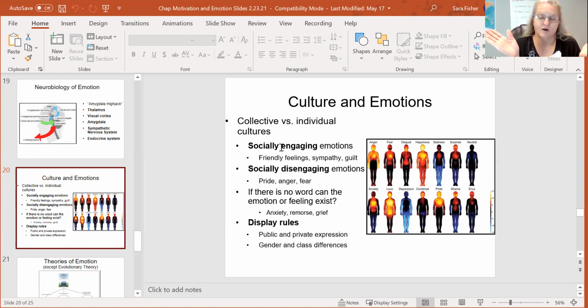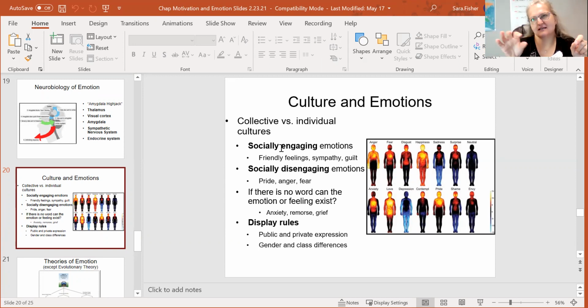Pride is, I would argue, in our culture, seen as a good emotion. We should be proud. We tell each other routinely, I'm proud of you. Effectively, we are advertising that I am feeling like I am better than someone else. Pride turns us away, it separates us from the group. Obviously, the same thing with anger and fear, whereas sympathy and guilt turn us towards. So, socially engaging.